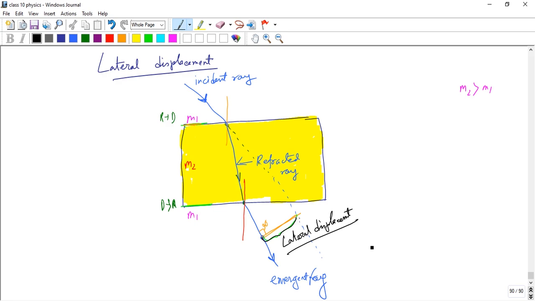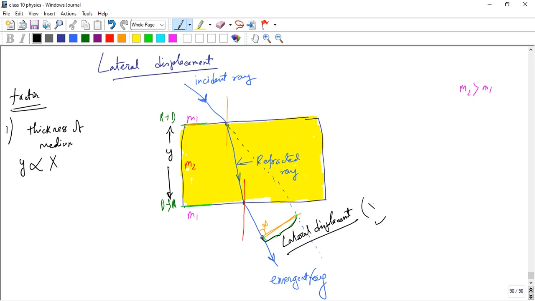Some factors depend on lateral displacement. First is the thickness of the medium. If that thickness is y, more thickness means more lateral displacement, so they are directly proportional. The lateral displacement is called x. So more thickness means more lateral displacement.